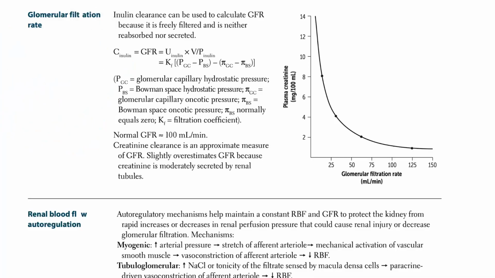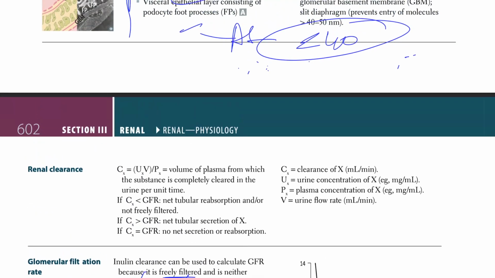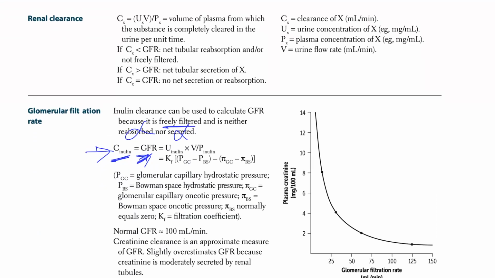Okay, so let's look at this. C, clearance of inulin equals GFR. Why does it equal GFR? Because it is not reabsorbed and not secreted. It is freely filtered, which will lead to it equaling the urine concentration of inulin times the urine flow rate divided by the plasma concentration of inulin, which equals Kf.